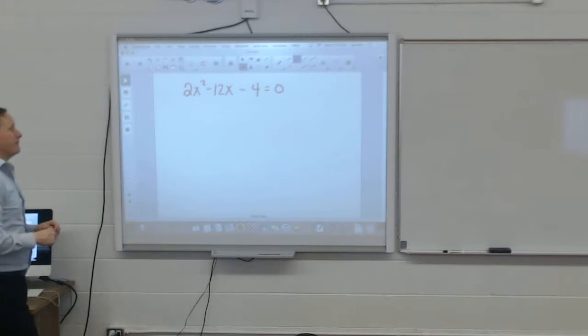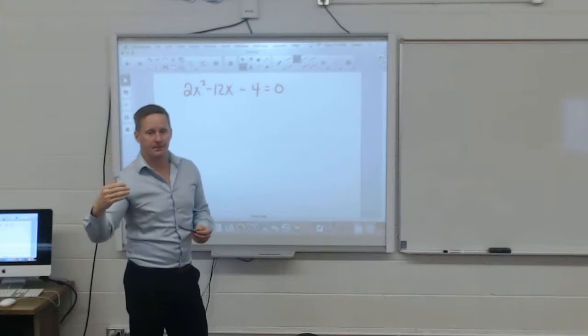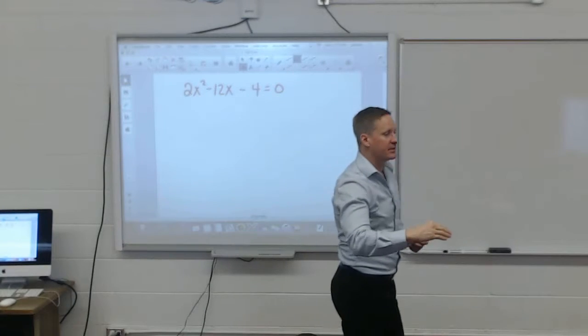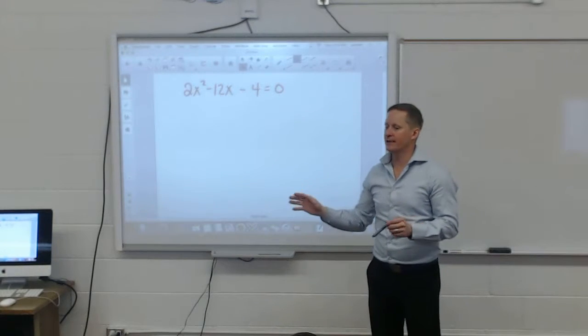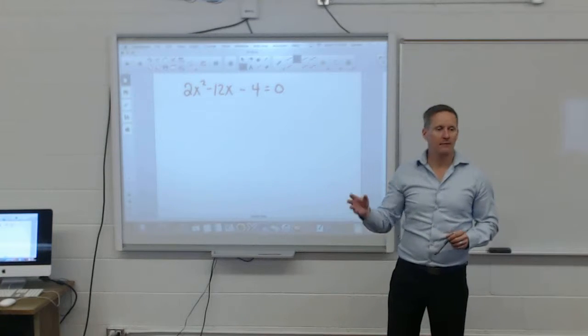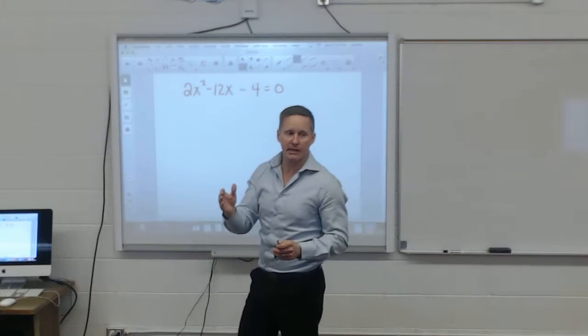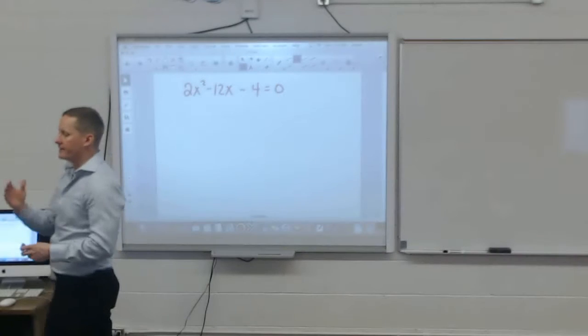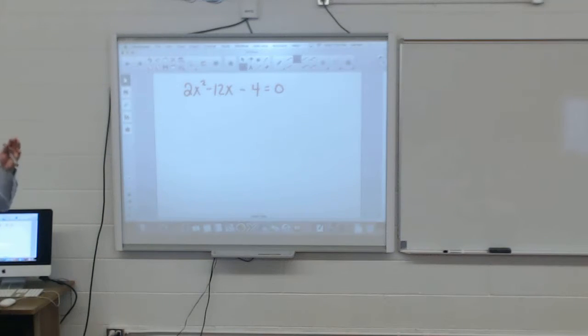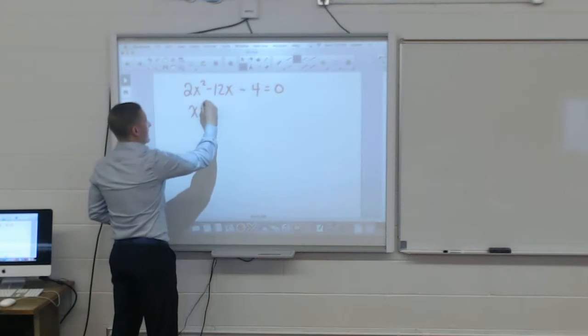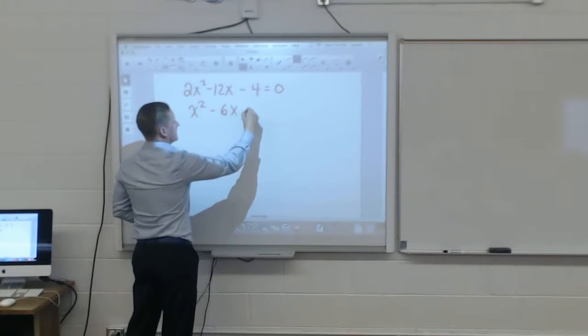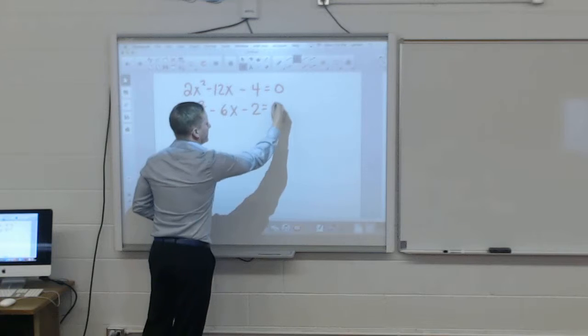2. Now, because I am solving, I can divide everything by 2 and I don't need to leave it on there. If I was just simply doing completing the square or factoring, I need to leave it there. But because I'm solving, whatever I do to the left, I do to the right. So I'm going to divide everything by 2. I get x squared minus 6x minus 2 equals 0.